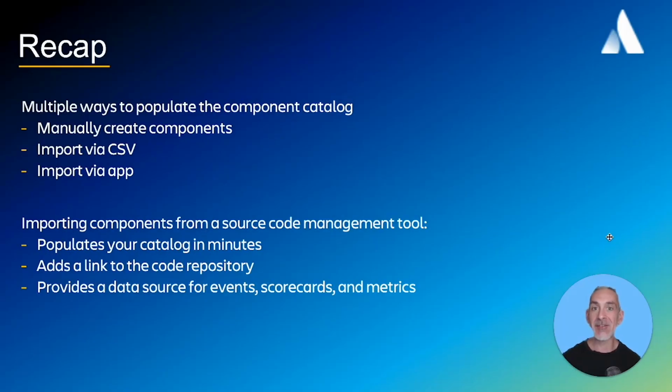So let's recap what we covered in this video. There are multiple ways to populate the component catalog within Compass. You can manually create components, you can import via a CSV, or you can import via an app. Importing components from the source code management tool is by far the fastest way to get your component catalog populated. It populates your component catalog within minutes. It adds a link back to the code repository and provides a data source for events, scorecards, and metrics.